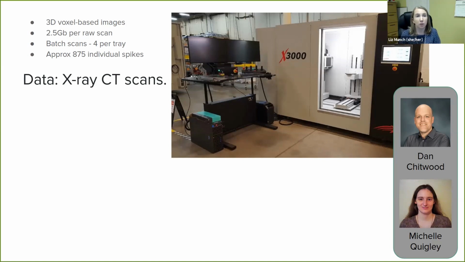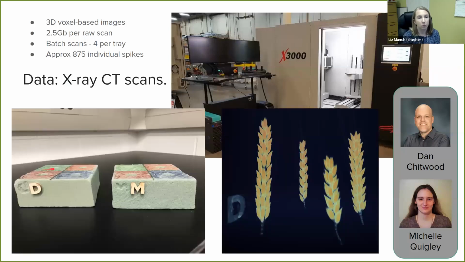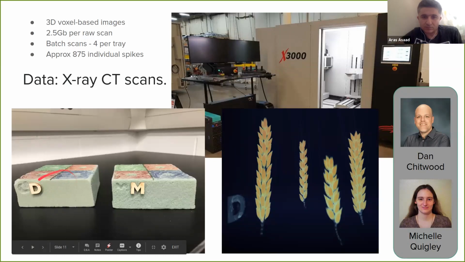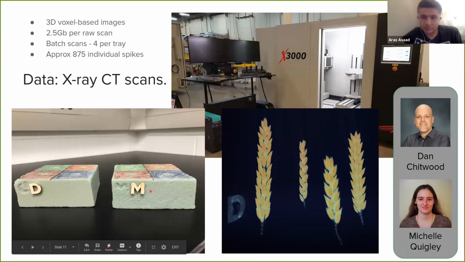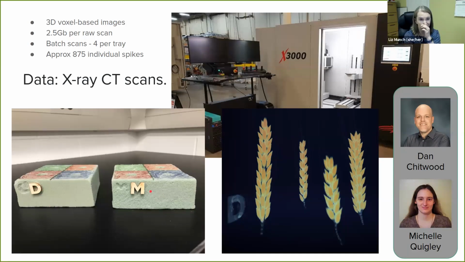And so we took our barley and we scanned it. The scanner is not particularly fast, so what we did was we built these foam cubes. You get 4 barley spikes in each of these cubes, and then when you scan it, you end up with pictures that look like this. The letters on the side are for alignment, so we can figure out which one went into which square.